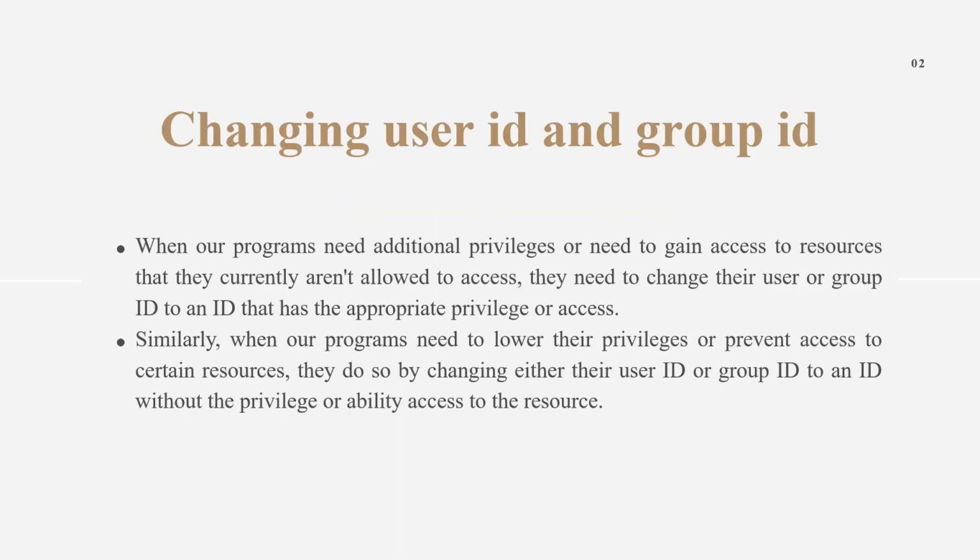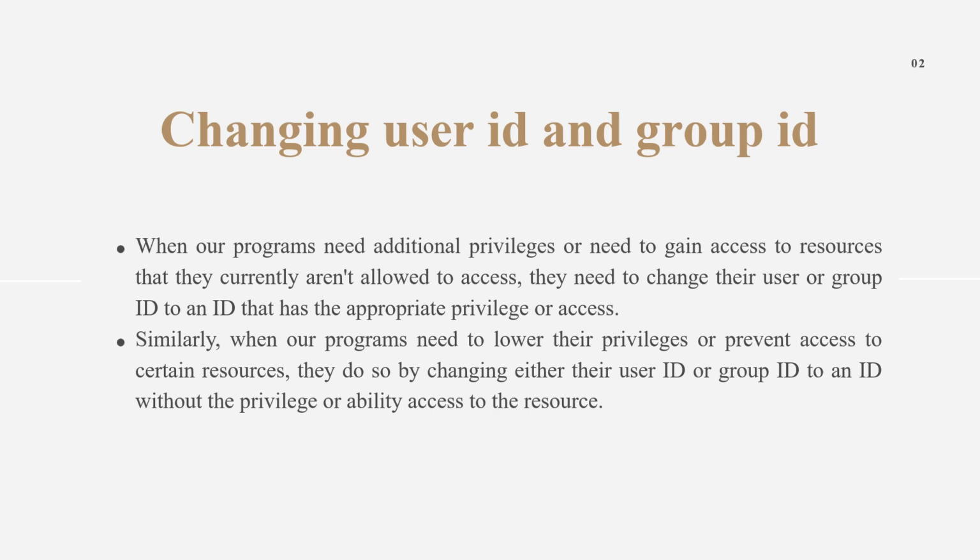We know that the privileges for a process or a program mainly depend on its user ID and group ID. That is, if the process wants to access some resources of the computer, it has to have the appropriate user ID for which the privileges are accessible. So, when a program needs additional privileges or needs to gain access to resources that are not currently allowed to that process, we need to change the user ID to the appropriate privilege or access.